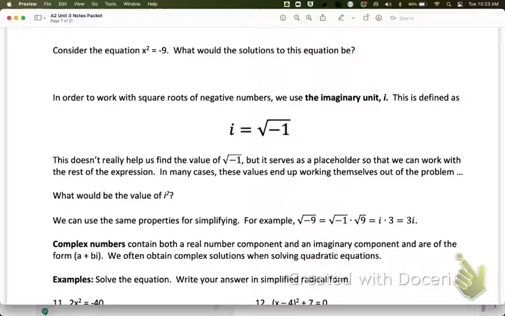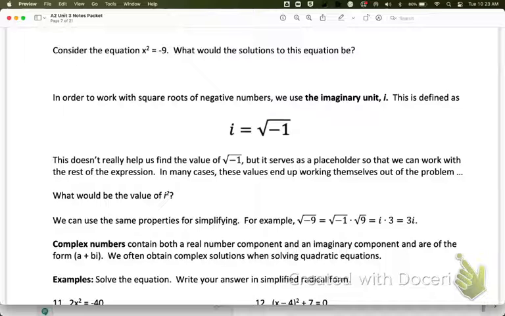So in this video, we're going to look at the imaginary unit i, which continues our conversation of using square roots to solve quadratic equations. So yesterday we looked at equations like x squared equals 9. But what about the equation x squared equals negative 9? Could we come up with solutions to this equation?